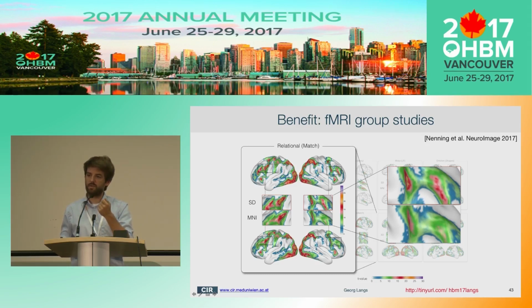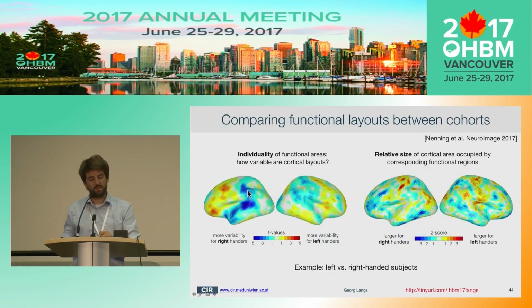So we can say something about whether a cohort is more variable, whether there is more decoupling or less decoupling in other cohorts. So this is one very basic example. That is a paper by Karl-Heinz Nenning, where the goal was to see if we can get anything quantitative out of this. One thing is that we can check the individuality, or differences in the individuality, and how tightly knit is the connection between anatomical location and function in one cohort and the other cohort. So these were just left and right-handed subjects.